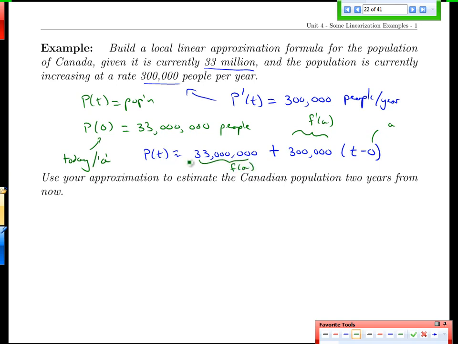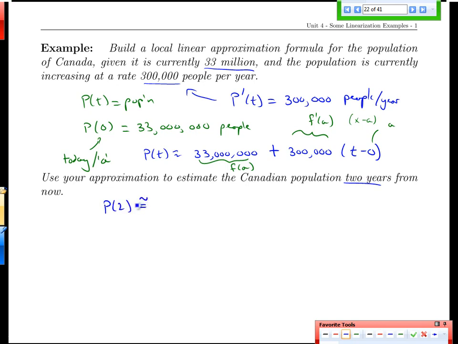So the amount in the future, or past, but future in this case, would be f of a plus f prime of a times, remember the form we saw earlier was x minus a, now it's t. T is our independent variable, so t minus 0. And what this model lets us do is capture the idea that every year, every time t goes up by 1, we're going to add 300,000 people. And so we can do things like estimate the population 2 years from now.